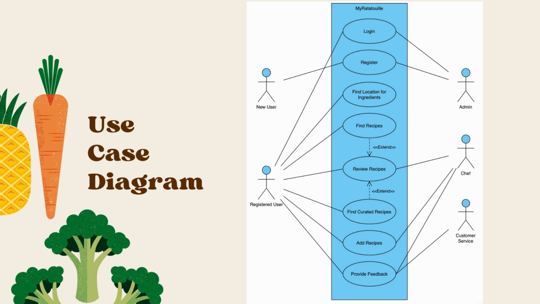As the new user explores the app, they can perform actions like login or register. Meanwhile, the registered user has additional capabilities such as finding locations for ingredients and reviewing recipes. The My Ratatouille system supports various functions, which is finding locations for ingredients, finding recipes, and reviewing recipes. Behind the scenes, we have the admin who oversees everything, the chef who creates recipes, while customer service handles feedback. That sums up pretty much everything for the use case diagram.